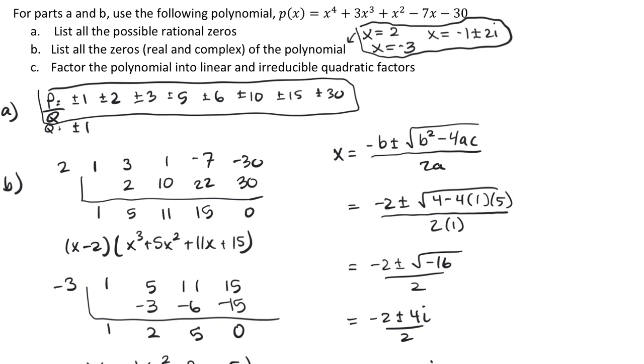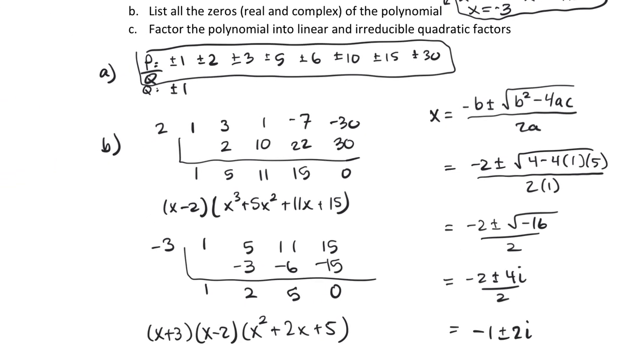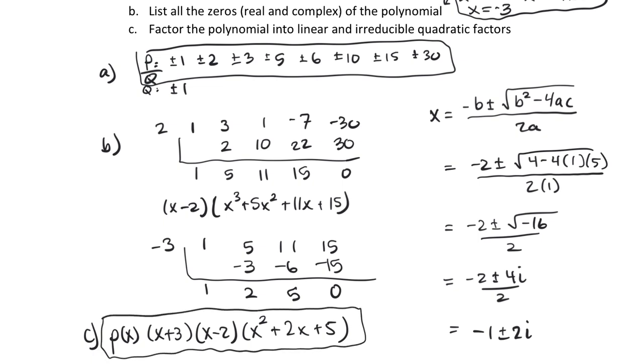And then for part C, we just need to list the polynomial in terms of linear and irreducible quadratic factors. So that's actually what we had here for part C. This is the factored polynomial with a combination of linear factors and then an irreducible quadratic factor.